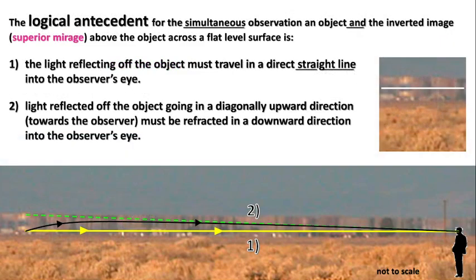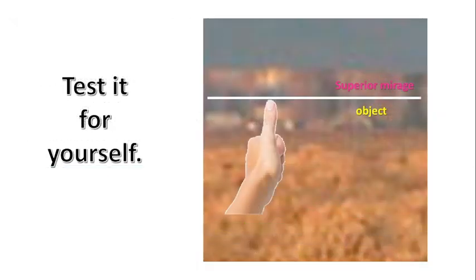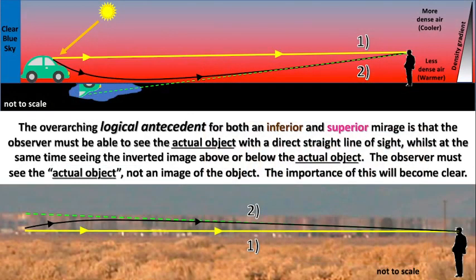The logical antecedent for the simultaneous observation of an object and the inverted image or superior mirage above the object across a flat level surface is 1. The light reflecting off the object must travel in a direct straight line into the observer's eye, and 2. Light reflected off the object going in a diagonally upward direction towards the observer must be refracted in a downward direction into the observer's eye. Test it for yourself.